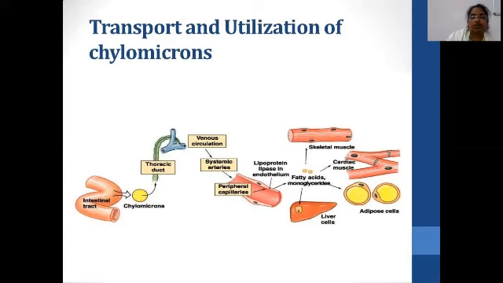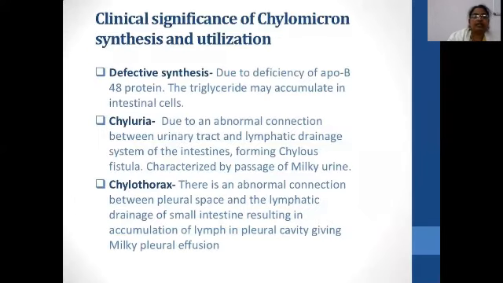Now, these fatty acids and monoglycerides will have 4 fates: one to liver cells, where it is stored or it reaches the liver, and the others are skeletal muscle, cardiac muscle, then adipose tissue. This is the way the chylomicrons are utilized.